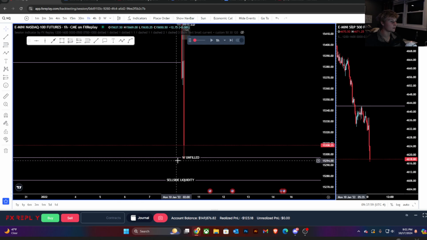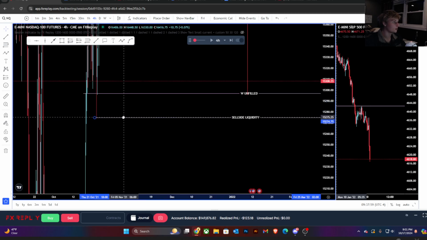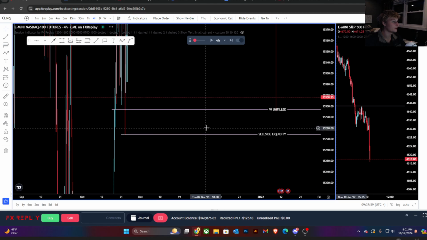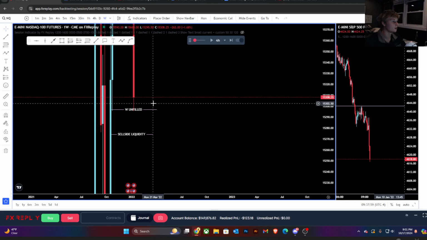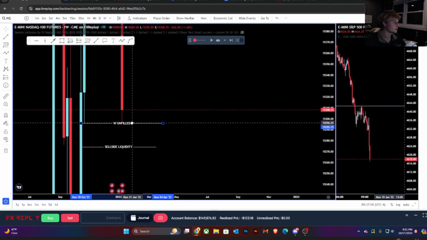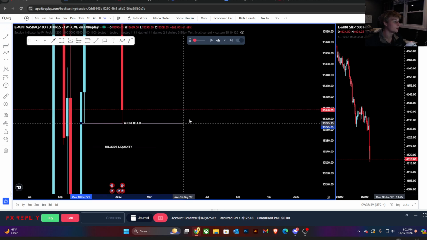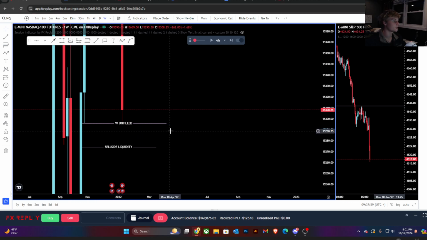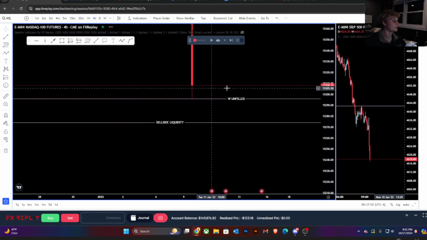And there's that weekly tapped. However, we do still have that 4-hour low, which I do think is a pretty clear drawn liquidity. So even though we did tap the weekly, I do think that we could continue. Or did we tap the weekly? Hold up. Yeah, we did tap the weekly. But I do think we could continue a little bit lower towards that sell side liquidity on the 4-hour.